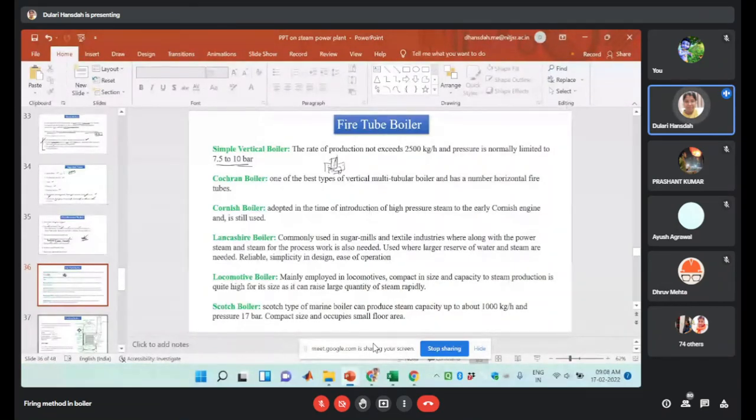So next one is the Cochran boiler. Cochran boilers, already you know, that one we have discussed in the thermodynamics lab.